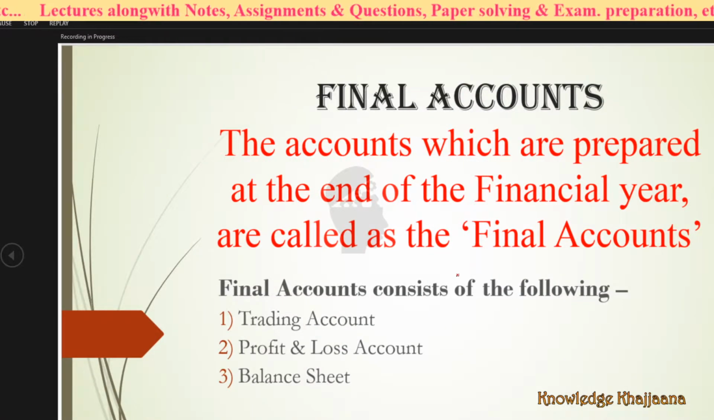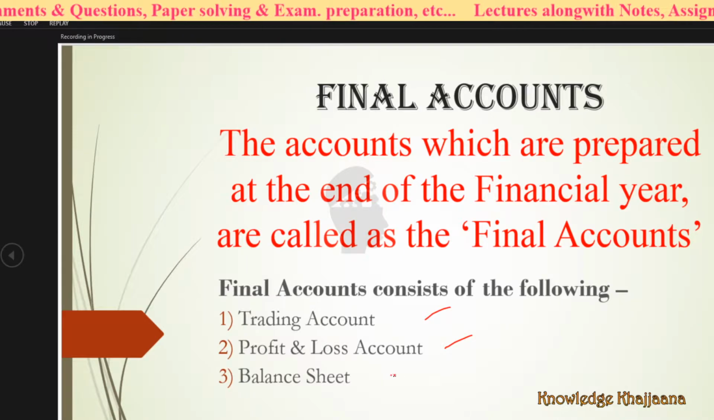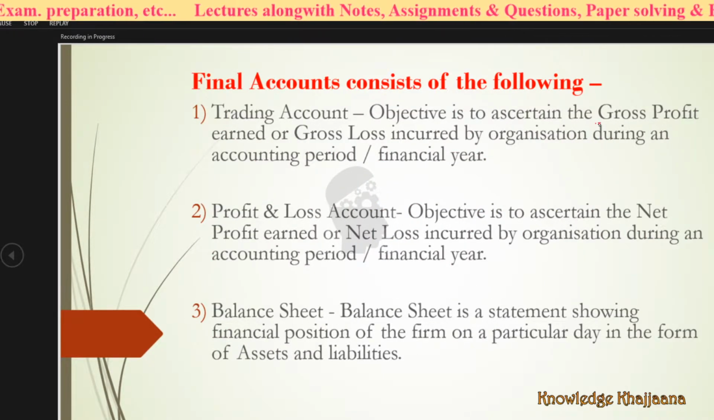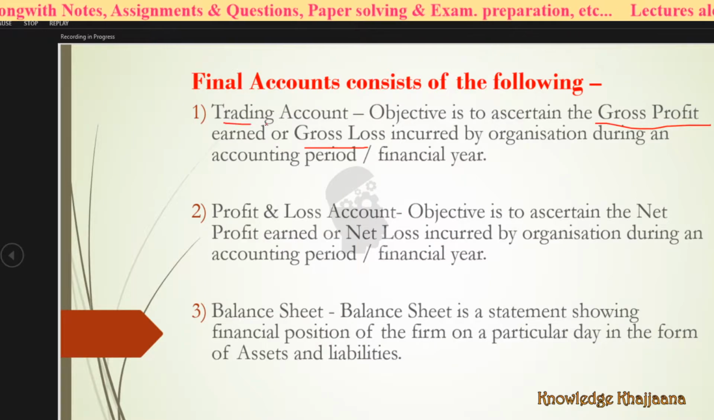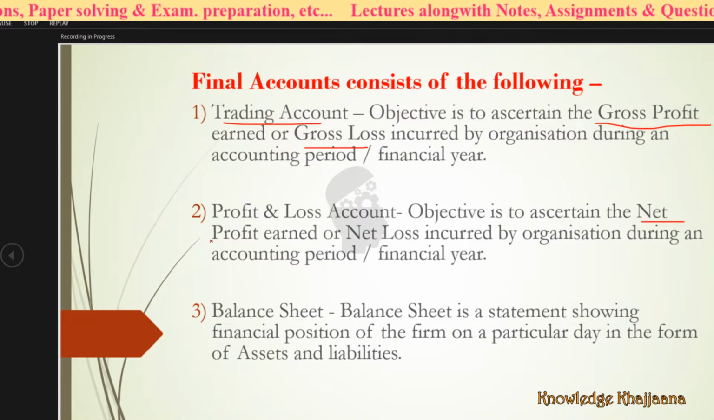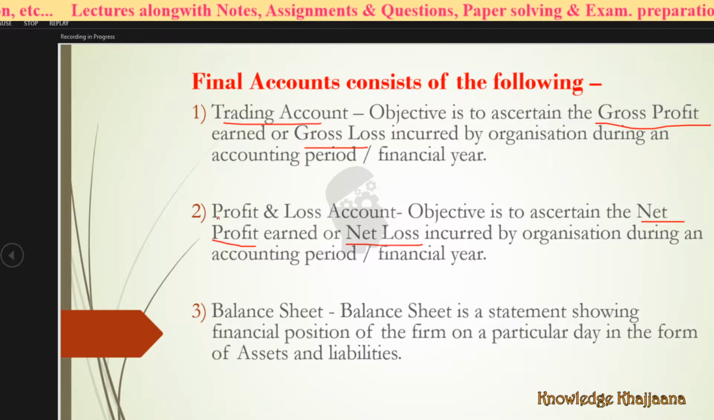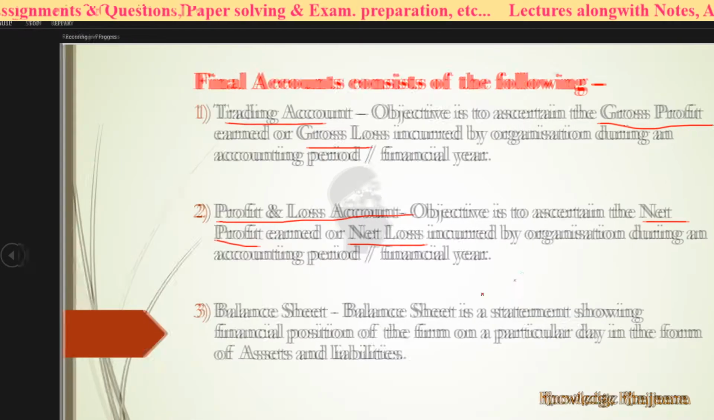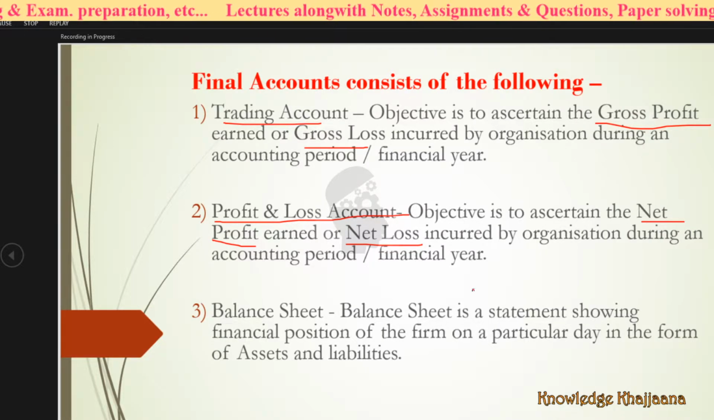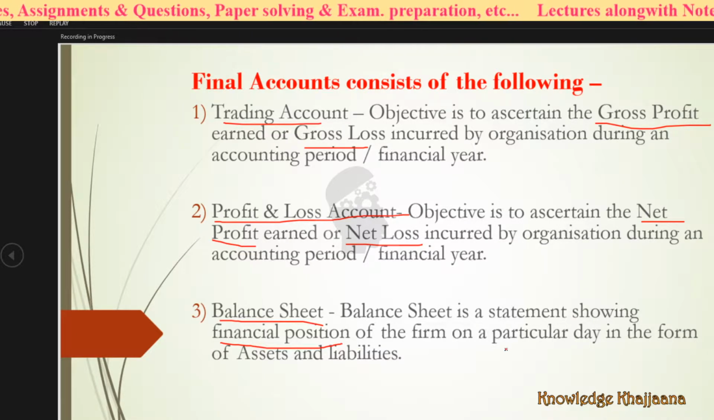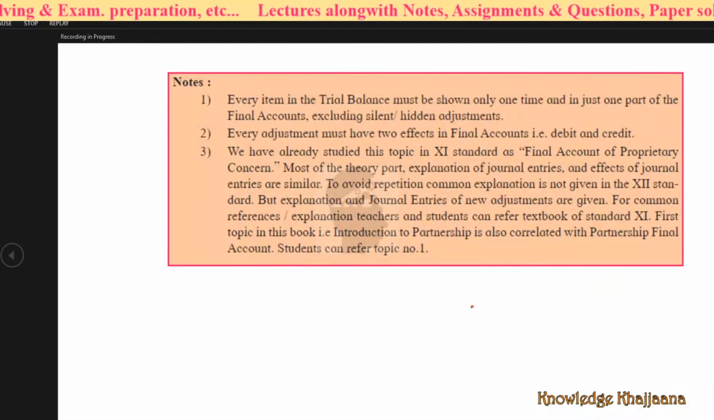Final accounts consist of trading account, profit and loss account and balance sheet. We get the gross profit or gross loss from the trading account. We get net profit or net loss from the profit and loss account. Whatever net profit or net loss we get, we carry it to the balance sheet and distribute it among the partners. And from the balance sheet we come to know the financial position on a particular day. Whatever you have learnt in standard 11 and in our earlier topics, you have to remember it, and continue.